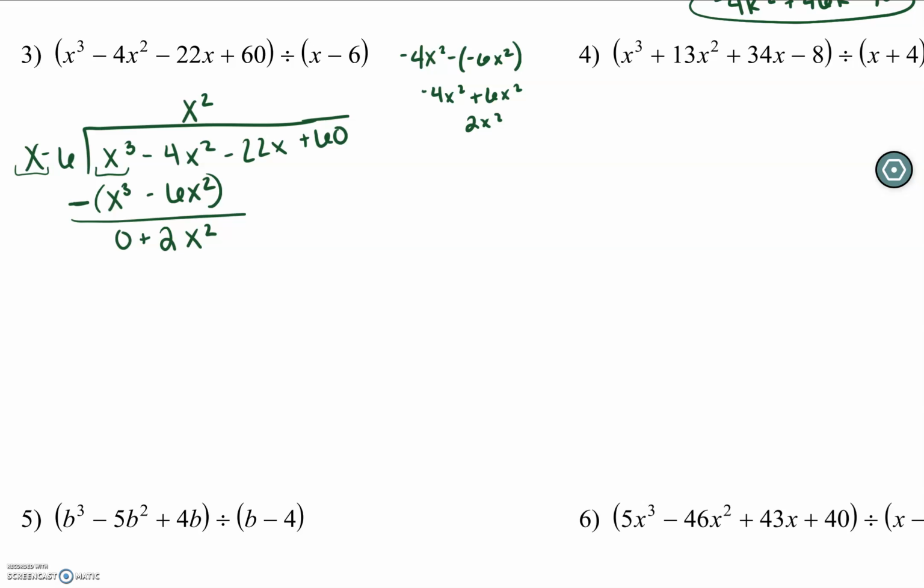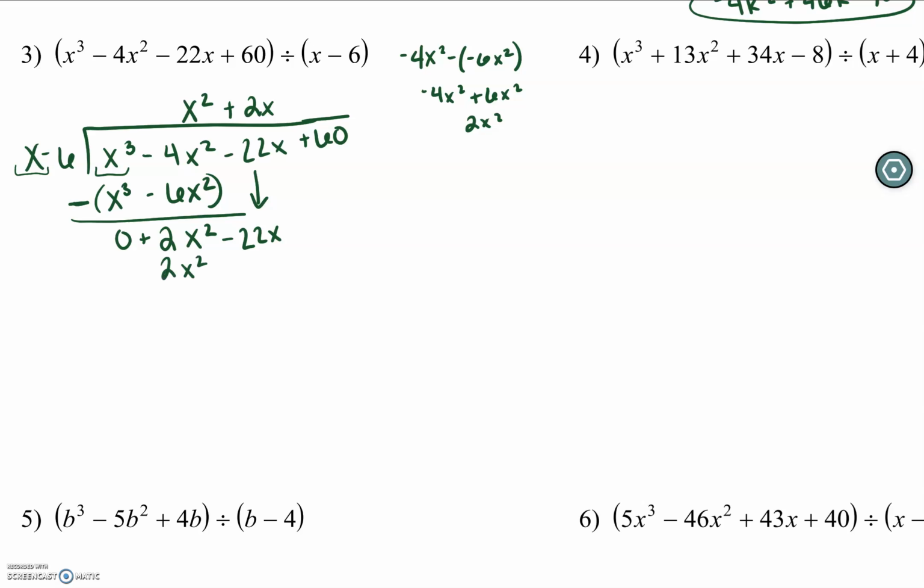Again, x minus 6 cannot be divided into a monomial, so we bring this down. We have negative 22x. Oops, sorry. So now we have to ask ourselves, essentially, what can I multiply x by to equal 2x squared? And that answer would be 2x. So 2x times x would be 2x squared, and 2x times negative 6 would be negative 12x.